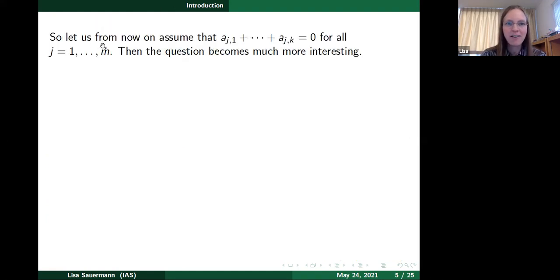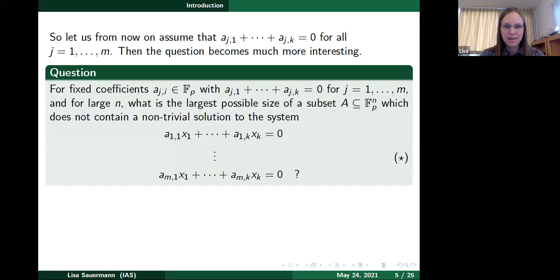So from now on, let us assume that a_{j1} + ... + a_{jk} is 0 for all j. So in other words, let us assume that for each of the equations in our system, the coefficients do sum up to 0, because then the question we are asking becomes much more interesting. So here's again the question, with this additional assumption now, that for each equation, these coefficients sum up to 0.